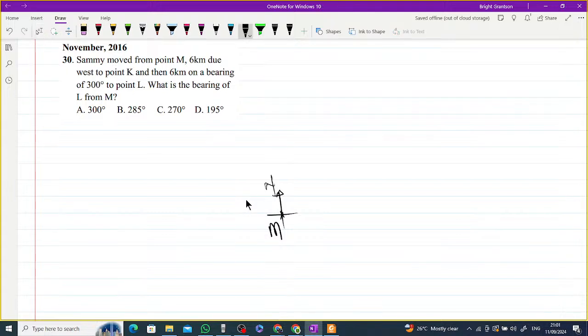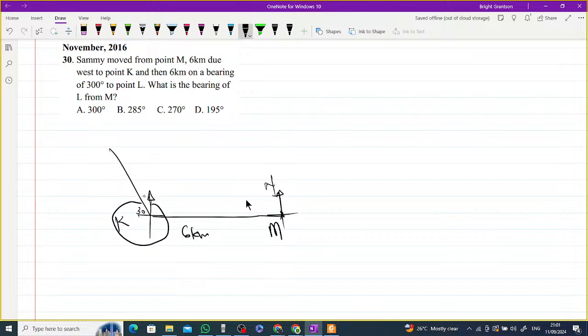So you move 6 kilometers due west. West is a straight line. 6 kilometers due west to a point K. Then 6 kilometers on a bearing of 300 degrees. So from here, you are reading from here up to 300. So 270 plus 30 will give you 300. So that small angle here is 30. Are you okay?